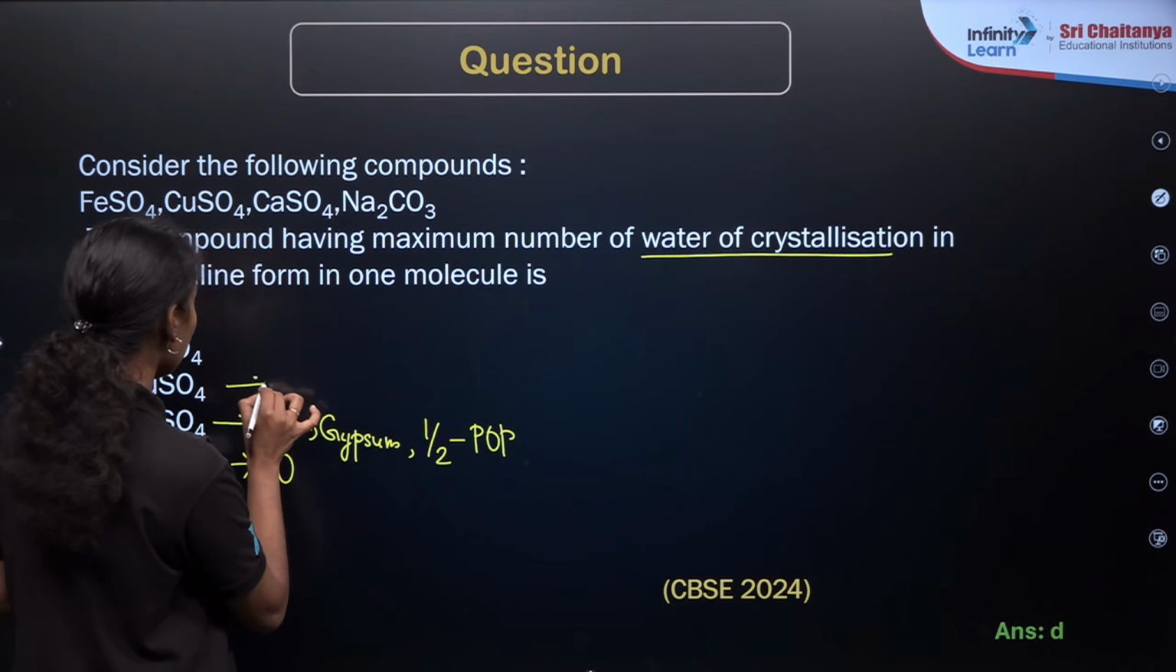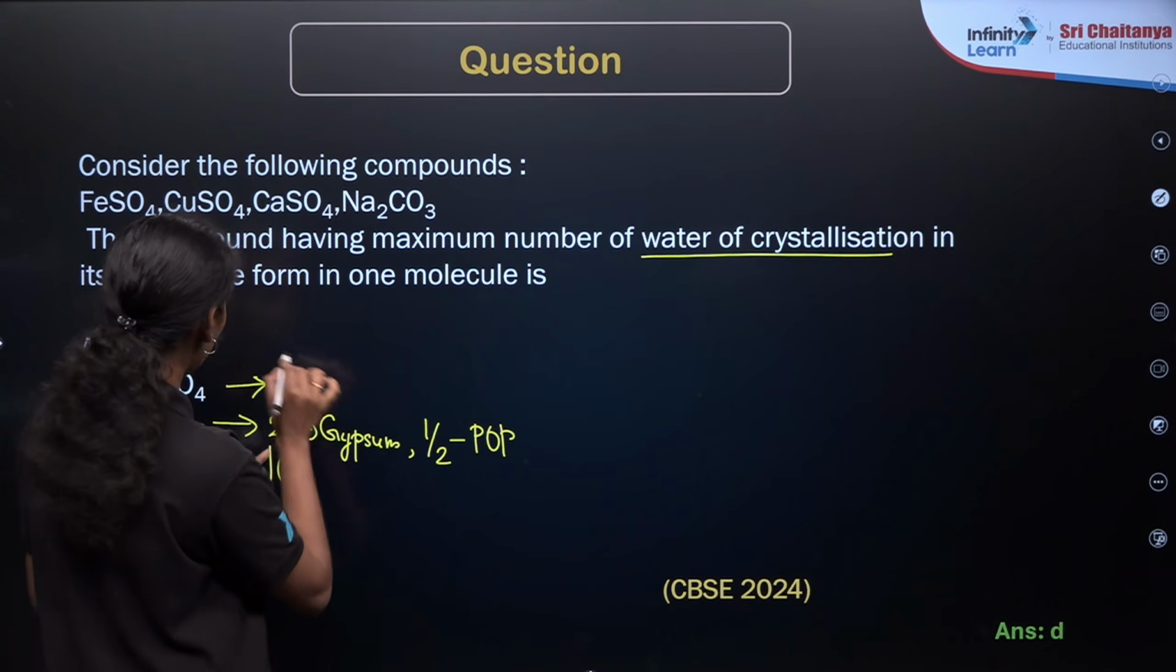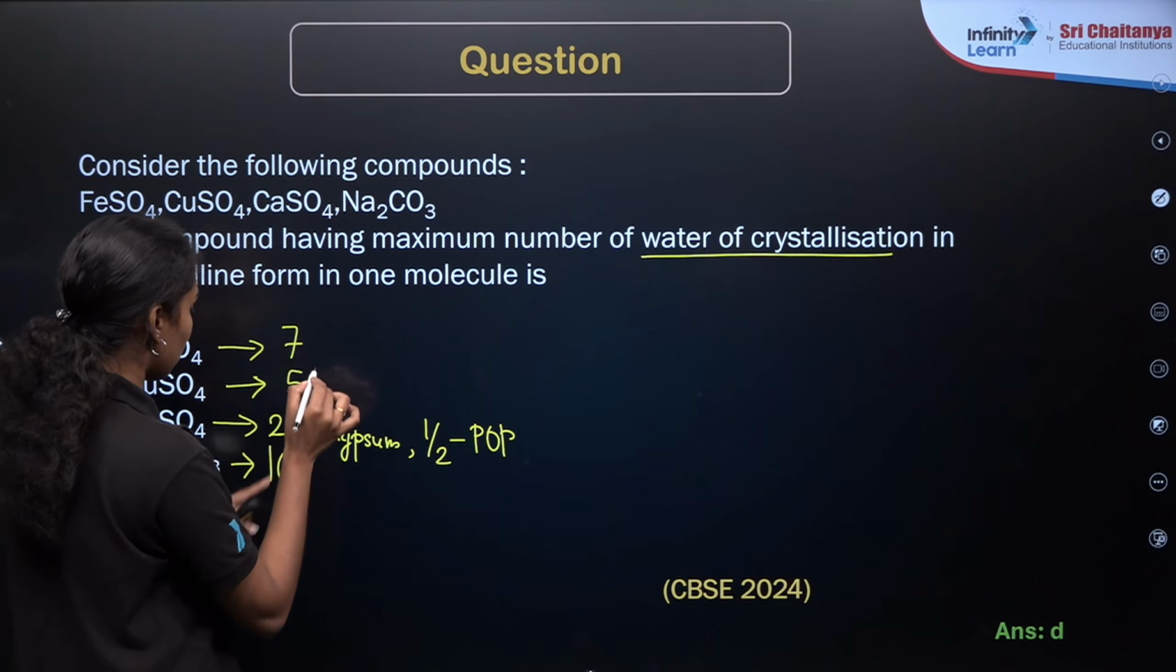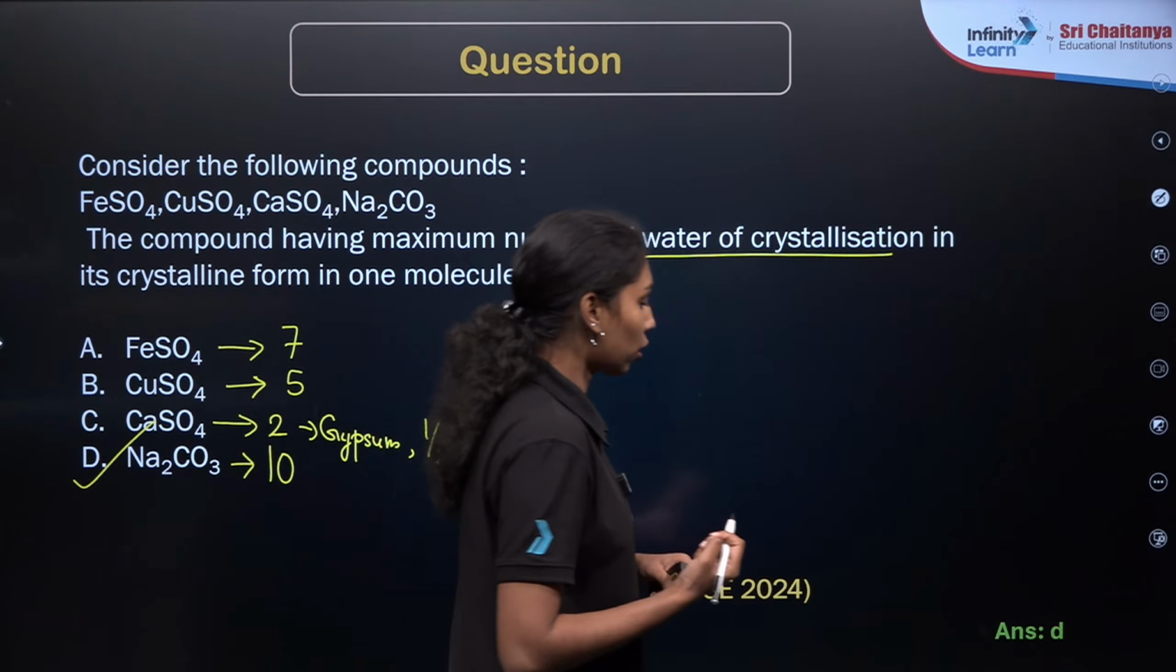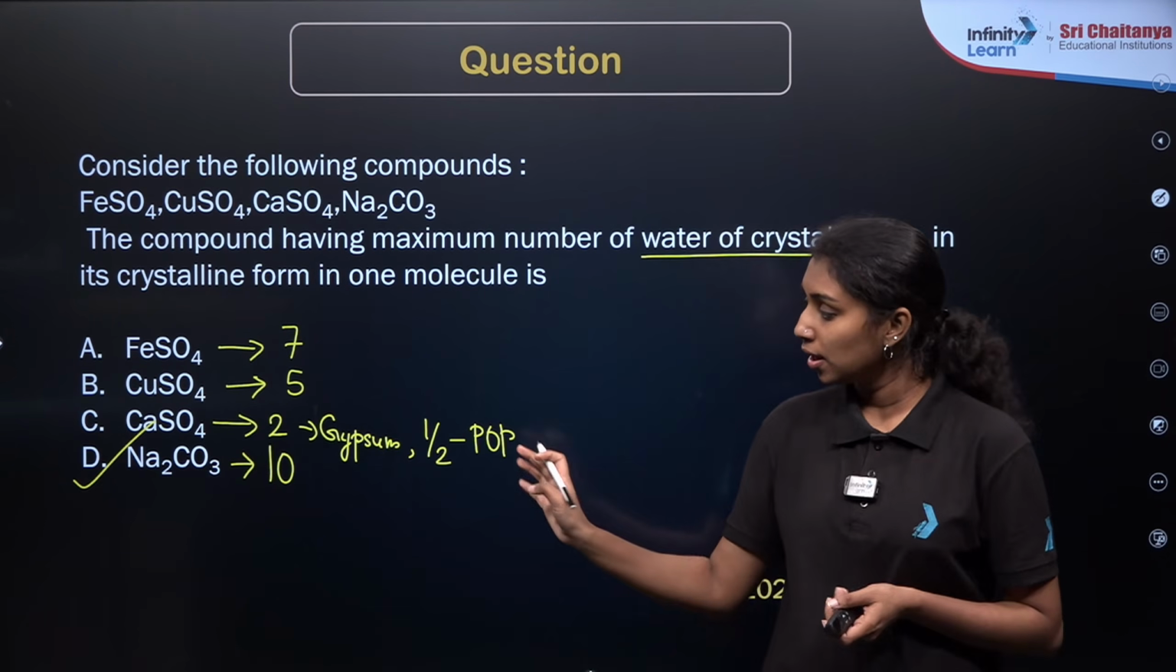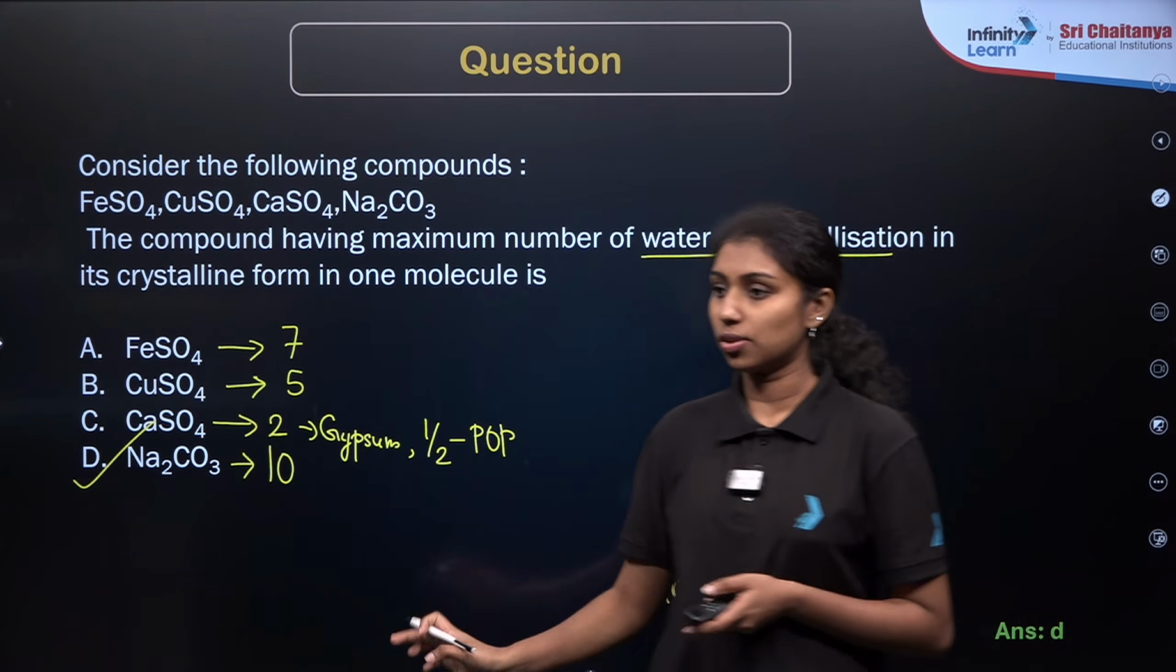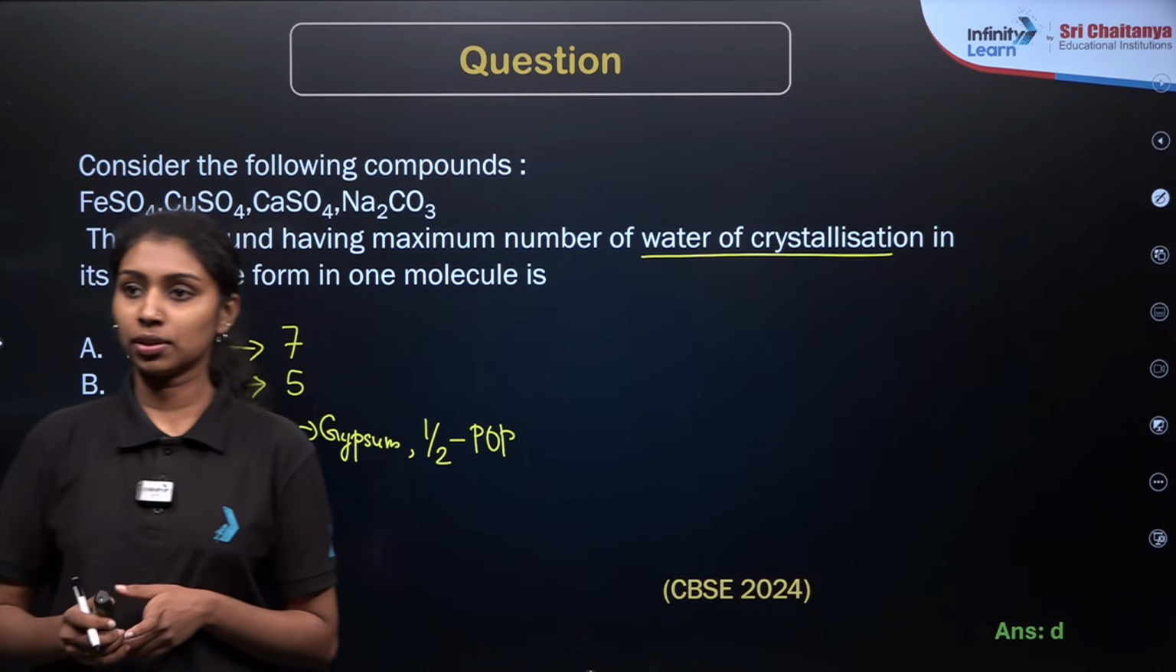Then CuSO4 means 5H2O, blue vitriol. Then FeSO4 is 7 here. So the one which is having the maximum number of water of crystallization in one molecule is sodium carbonate, that is our washing soda. Is that clear?